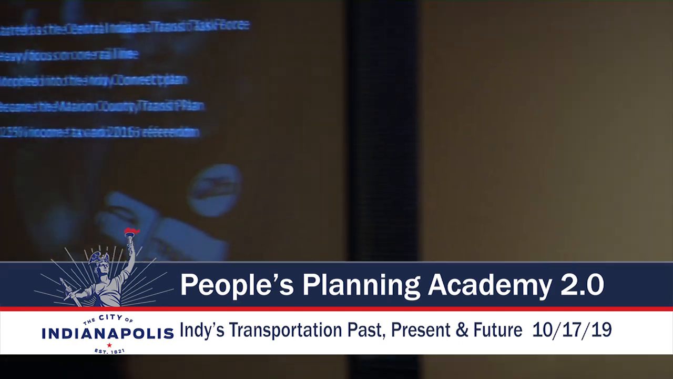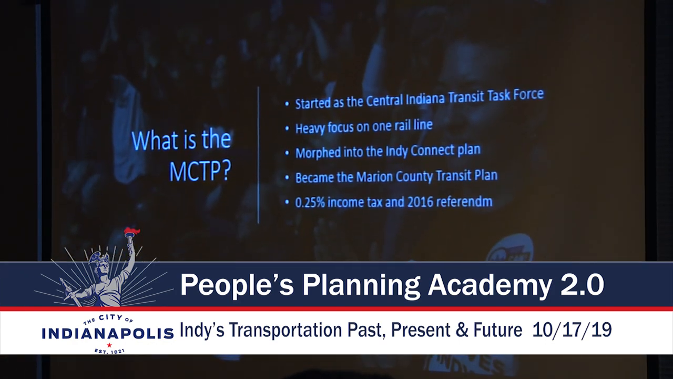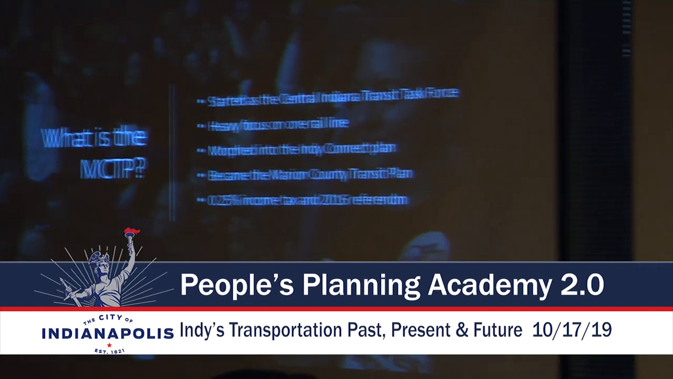So the Marion County Transit Plan came about a few years ago. It started out as the Central Indiana Task Force in about 2009. There was a very heavy focus on a single rail line running from downtown Indianapolis to the northeast into Fishers and Noblesville on the former Nickel Plate Railroad corridor. It became fairly apparent in the following years that this was not going to be viable, either politically or financially. And as Mayor Ballard said, I can sell a system, I can't sell a line.